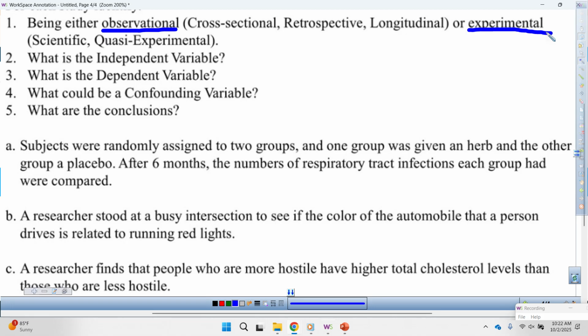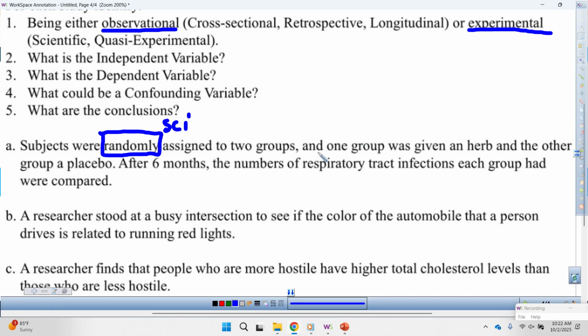All right, looks like Luis got this one. So it is what, Luis? What is it? I'm sorry? Experimental, yes. But what kind? Scientific or quasi? That is correct because of the word randomly selected. This is scientific.